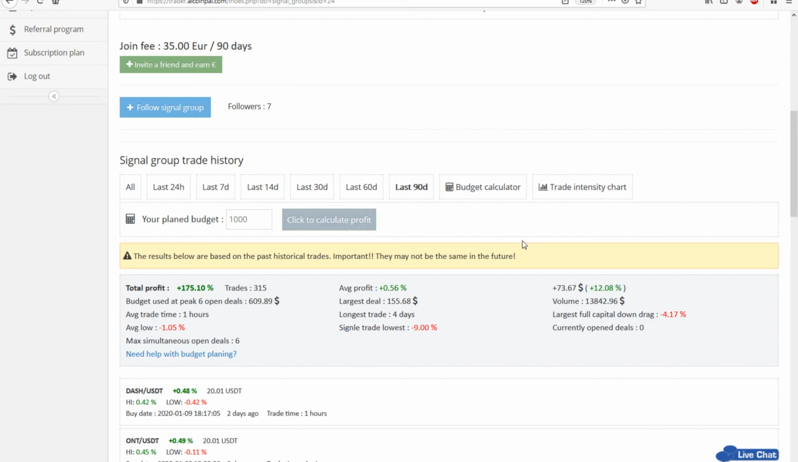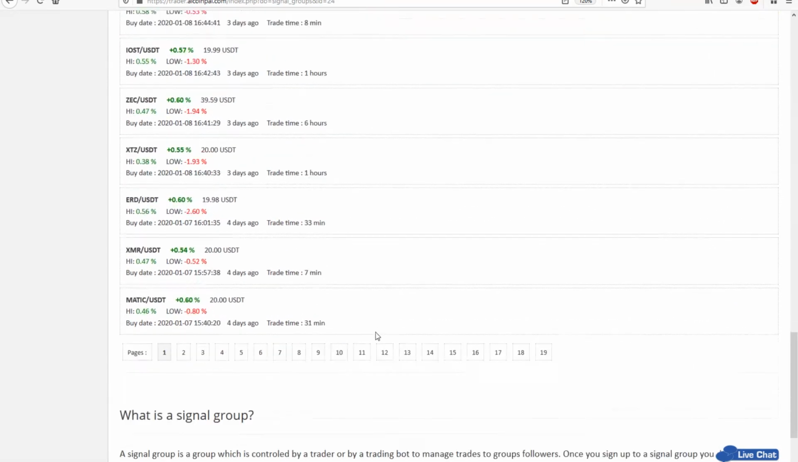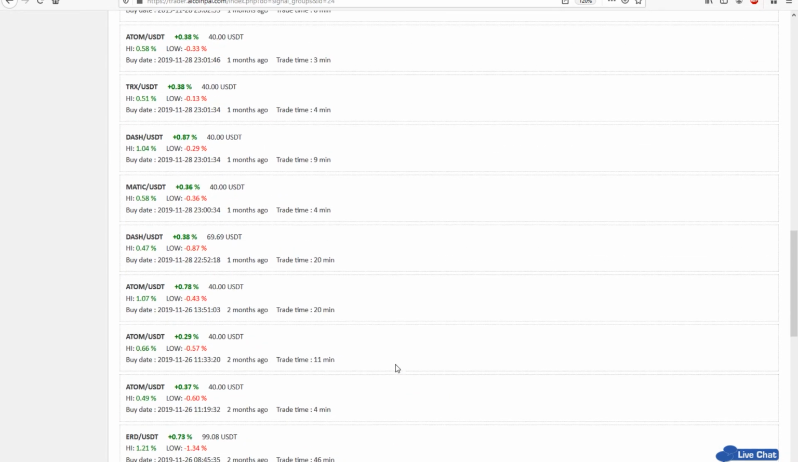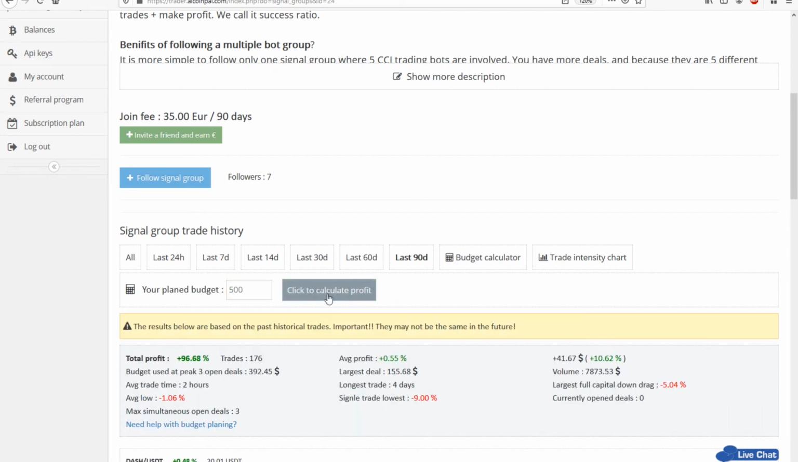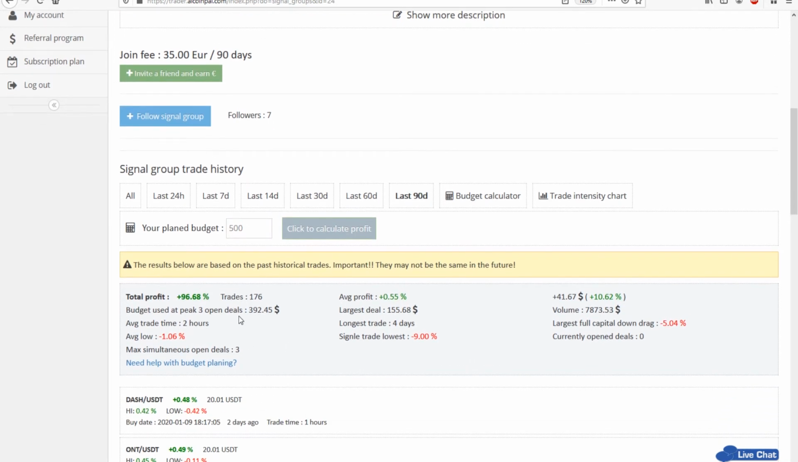So other features, regardless of what we see here, are longest trade time, trade amounts, and trade history. We can go through all trade history. The budget calculator itself is specially designed to show you the exact results in history that would have occurred if you were to have only $500 in your budget.